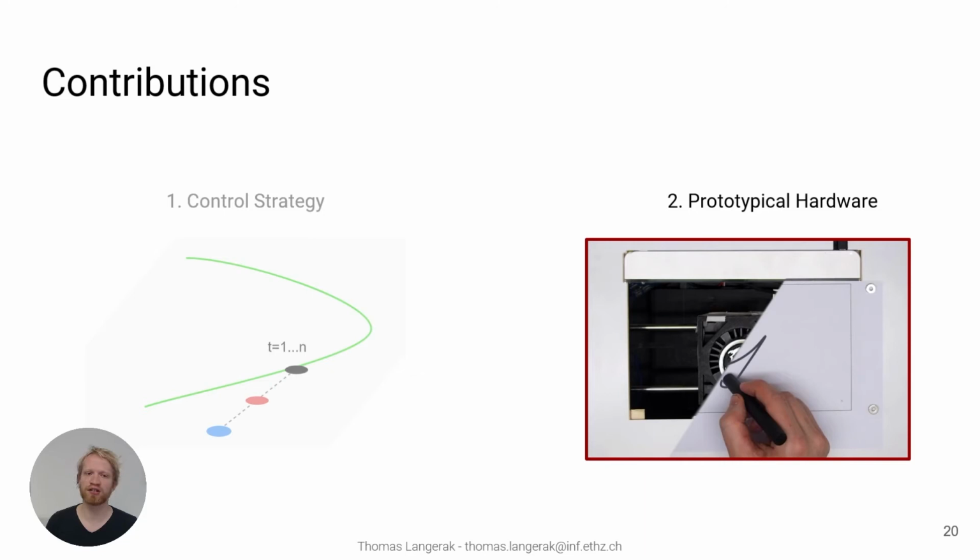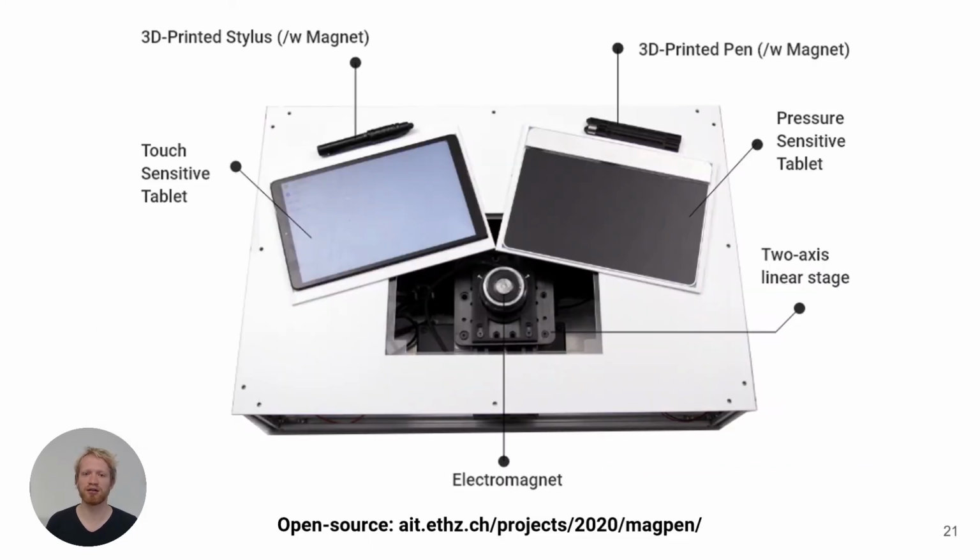Now that we discussed our proposed method, let's take a look at the hardware we implemented it on. The system consists of an electromagnet mounted on a biaxial linear stage. The system is agnostic to the tablet that is used to determine the pen location. This can be pressure-based or a tablet with visual feedback. Furthermore, the tool needs to be augmented with a permanent magnet.